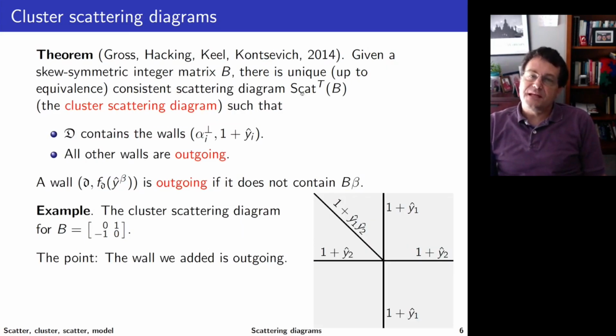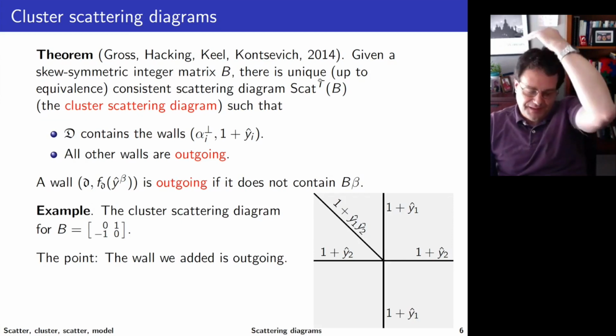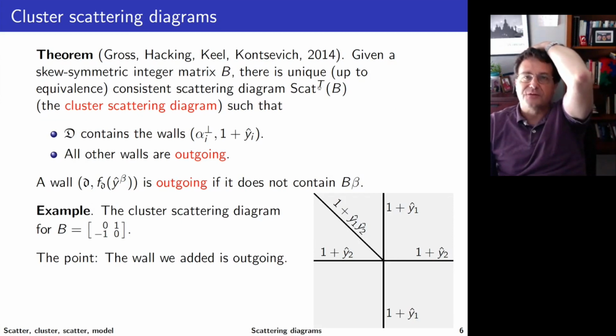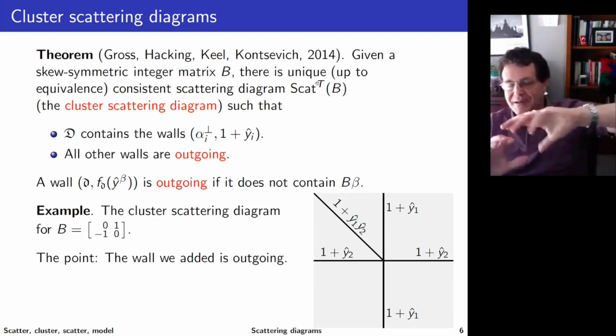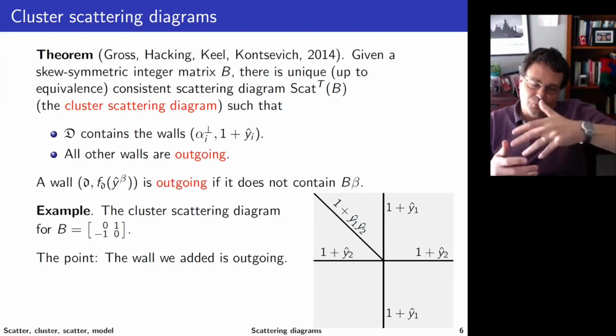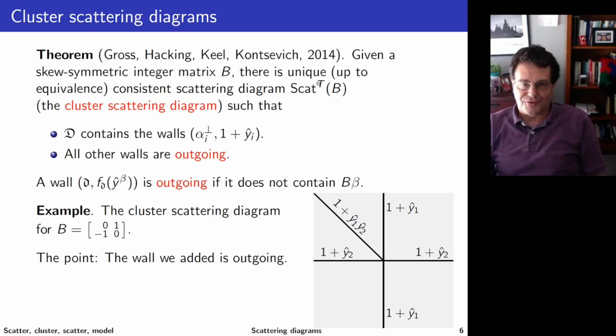And there's this T for transpose. At some point I decided how to write a T for transpose in there, because there are two conventions you can use about whether you care about the rows of your matrix or the columns of your matrix. And I made the opposite choice from Gross, Hacking, Keel, and Kontsevich for reasons that had to do with cluster algebras. So that's all that is.